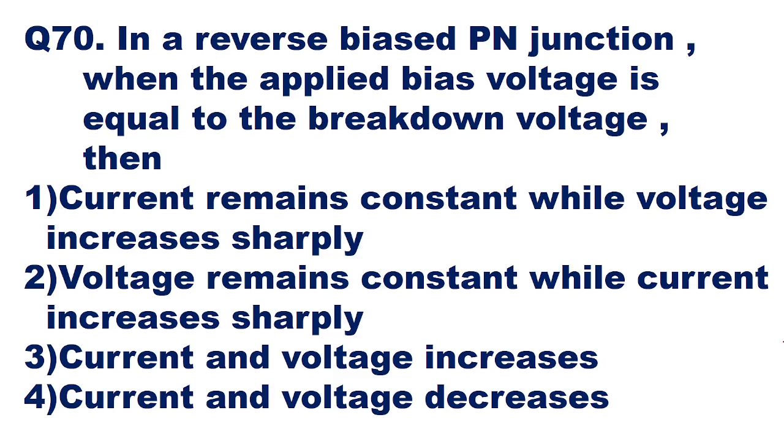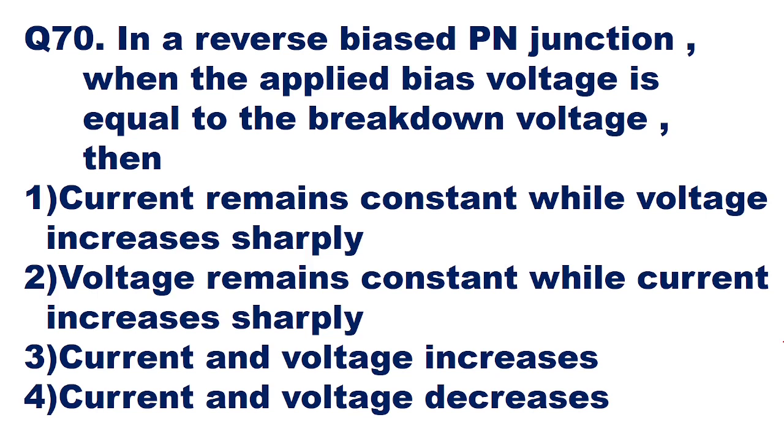So here it is asked that in a reverse biased PN junction, when the applied bias voltage is equal to the breakdown voltage, what happens? Options are: option 1, current remains constant while voltage increases sharply. Option 2, voltage remains constant while current increases sharply. Option 3, current and voltage increase. And option 4, current and voltage decrease.